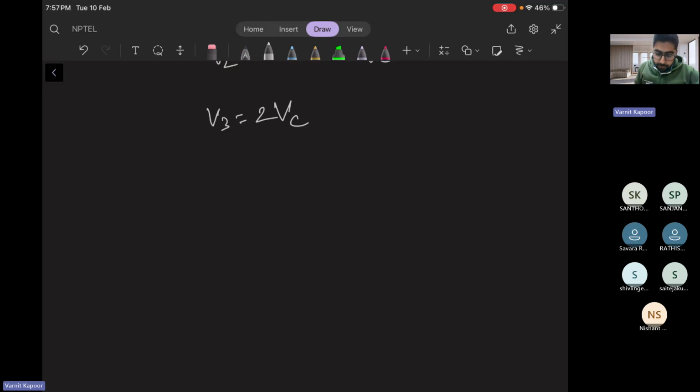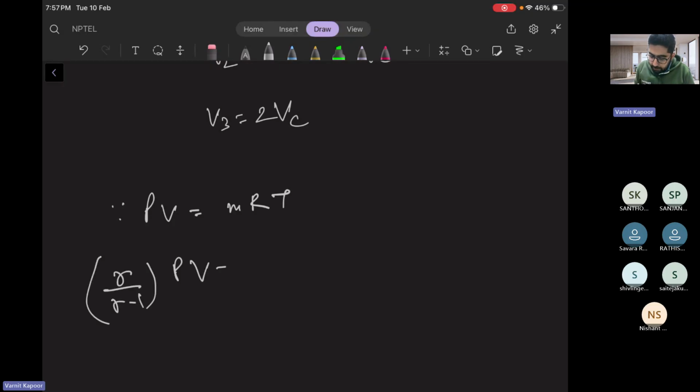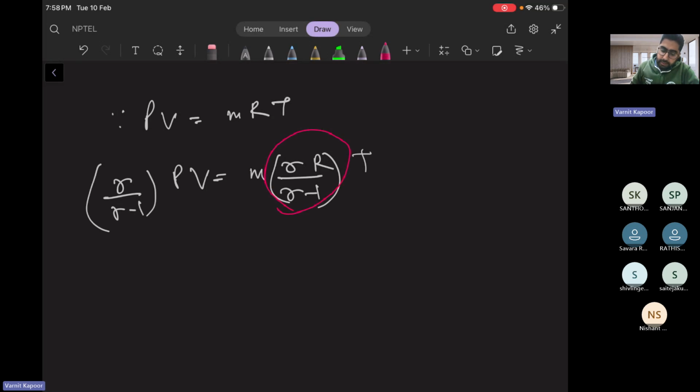Since we know that PV is equal to MRT, multiply and divide both the sides by gamma by gamma minus 1. Gamma by gamma minus 1 PV is equal to M times gamma by gamma minus 1 times R and T. Do you remember that this relation is of CP? CP is also written in terms of gamma R as gamma R by gamma minus 1. So this is your CP. So what can we say? Gamma upon gamma minus 1 PV can also be written as M CP T.